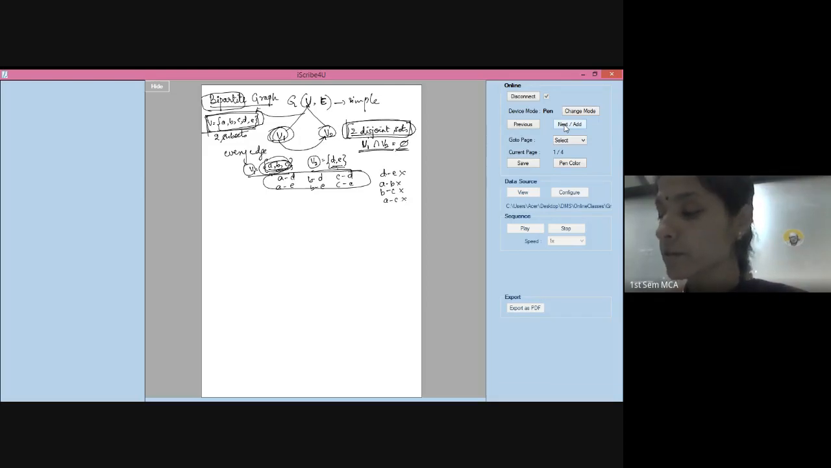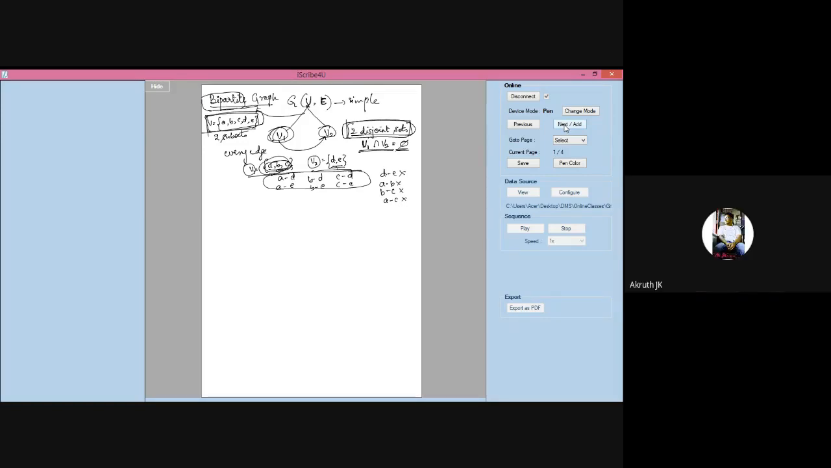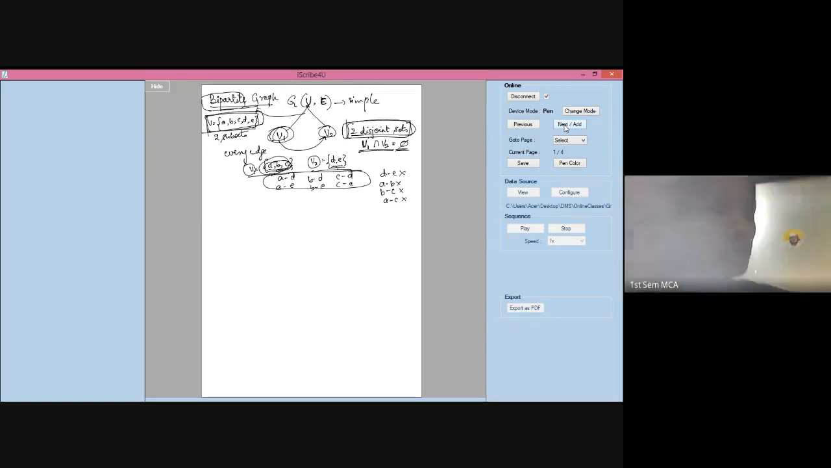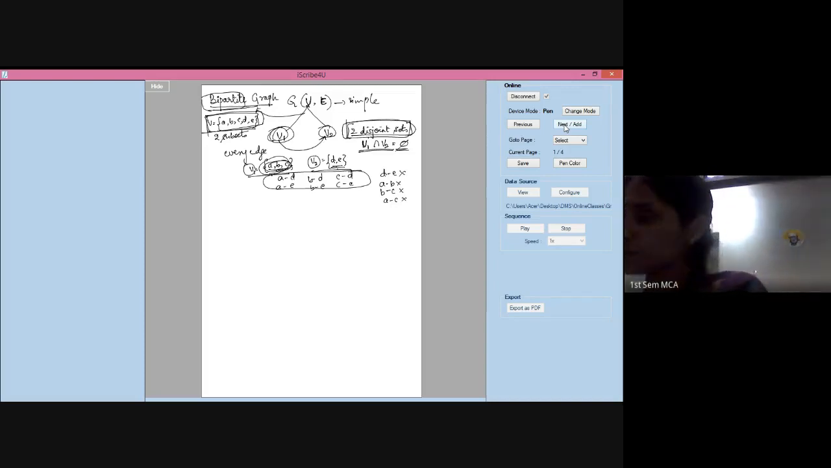So this means an edge should not involve vertices of the same subset. Such a graph you call a bipartite graph. Are you clear? Yes, ma'am. Let me take some examples.